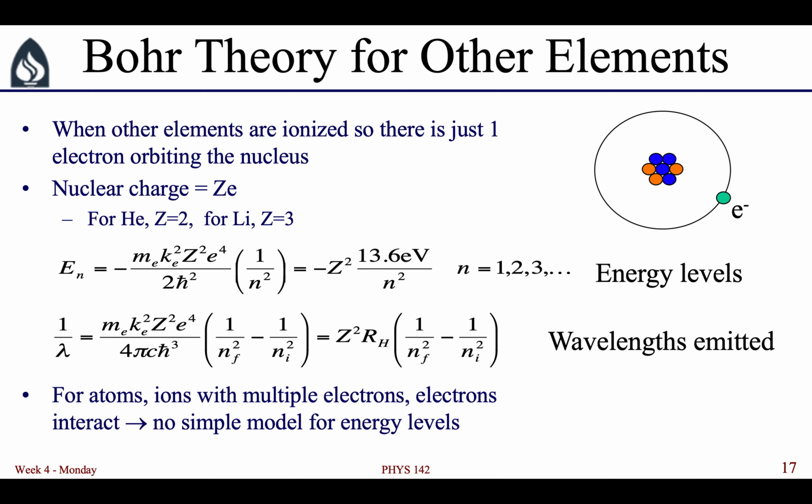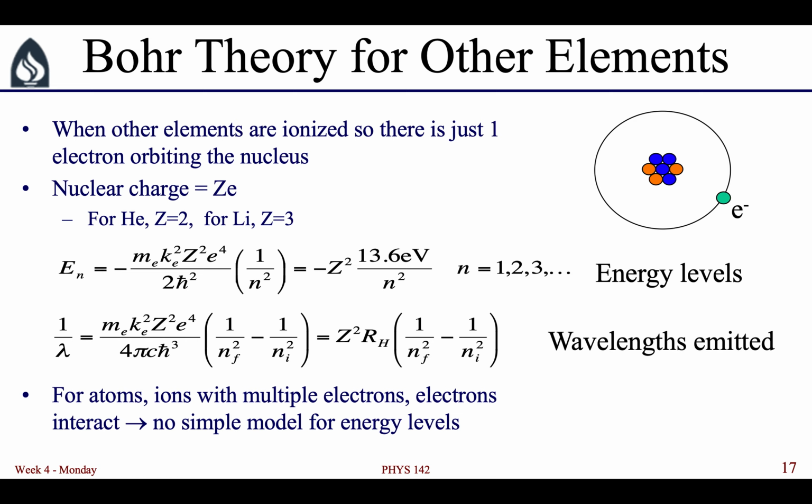So the thing that's different is that the nuclear charge for other elements is bigger because they have more protons. So you describe the nuclear charge as Z times E, where E is the fundamental unit of charge, and Z is the number of protons in the nucleus. So for helium, for example, Z is 2. For lithium, Z is 3. For hydrogen, Z would be 1.